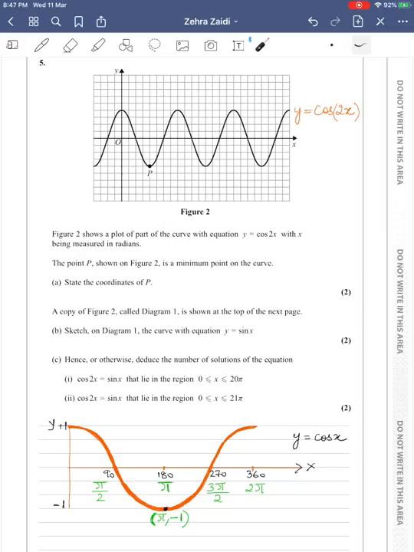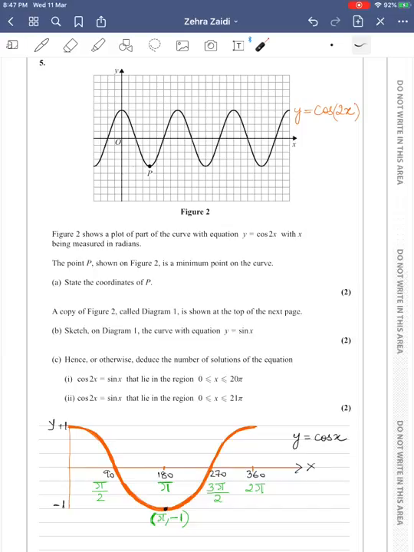So, the curve given to us here is the curve of y is equal to cos 2x, and we are required to find the coordinates of the point P here. Now, on the x-axis, we are not given any coordinates marked, and so we are not given any coordinates on the y-axis. Now, we need to relate the graph of y is equal to cos 2x with the graph of y is equal to cos x.